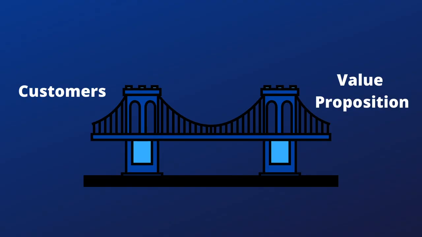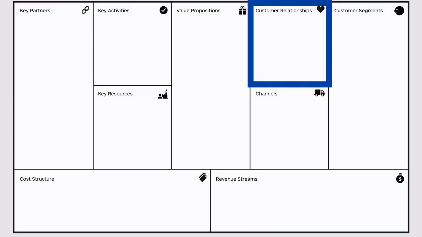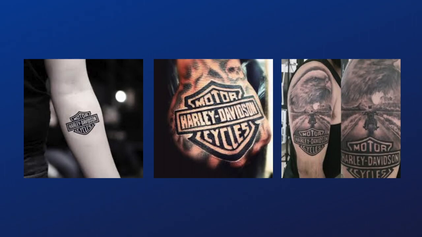What we're trying to do here is build a bridge between customers and value proposition so that they can become aware of each other. And the reason I like the fact that that particular box has a heart in it is because you don't want people to just like your value proposition. You want them to be in love with it. A great way to demonstrate that is that Harley-Davidson actually has people that tattoo their logo onto their body. Now that, I would argue, is a love relationship with a value proposition.